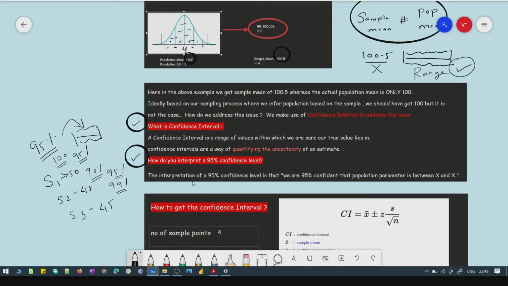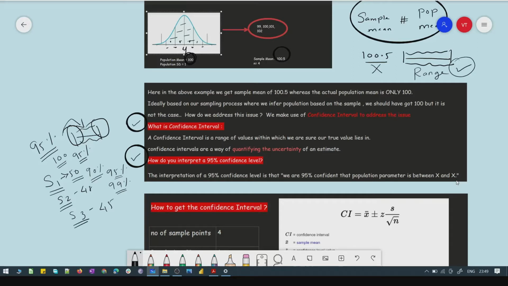The interpretation of the confidence level is that we are 95% confident that the population parameter lies between X and X, which is nothing but two different values, right? Those two different values are considered to be one over here and another over here. Let me repeat that again. The confidence level comes into the picture because of the sampling error that we have. S1, S2, S3 are three different samples, and they have given you three different means.